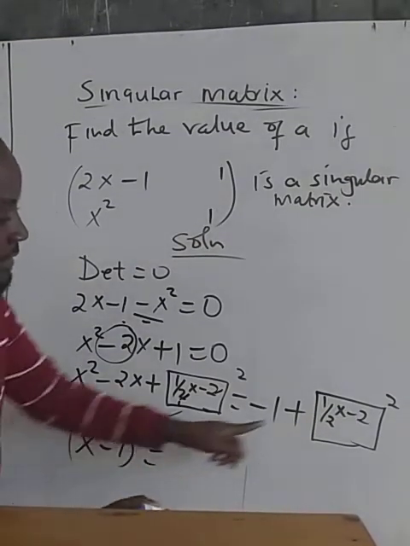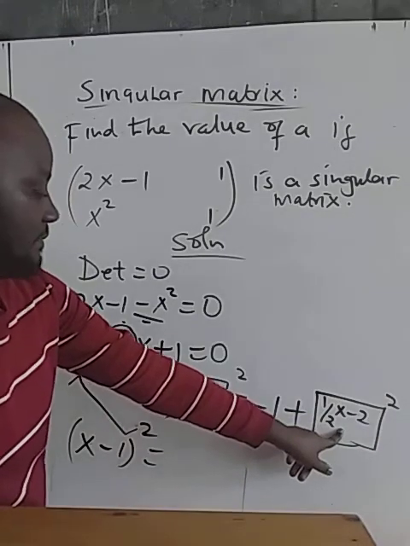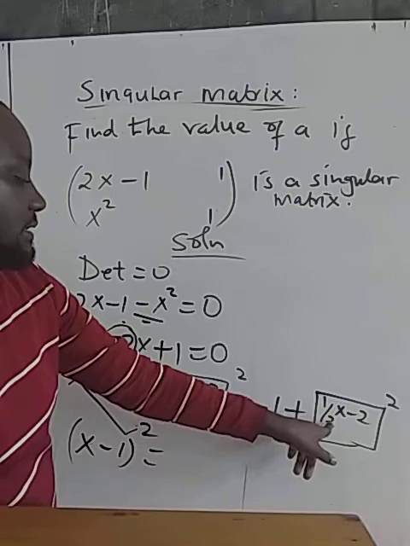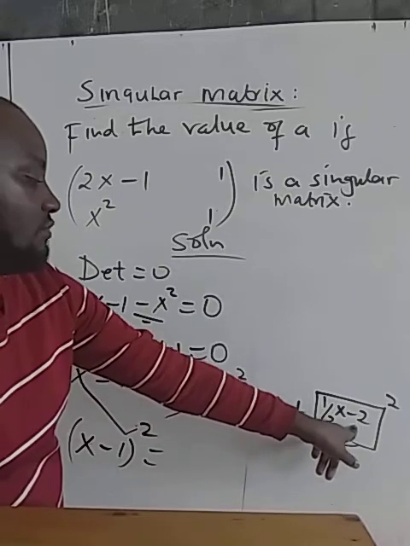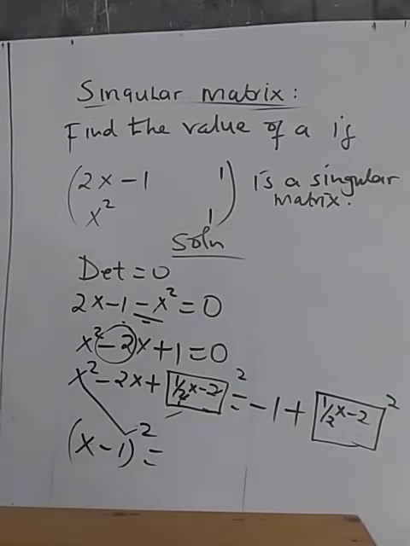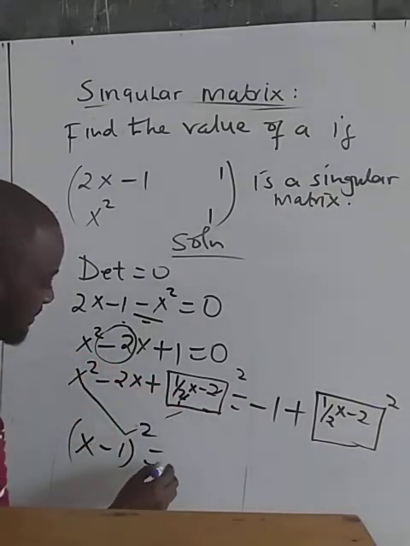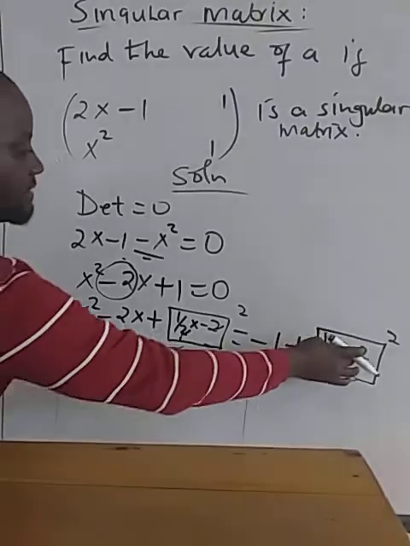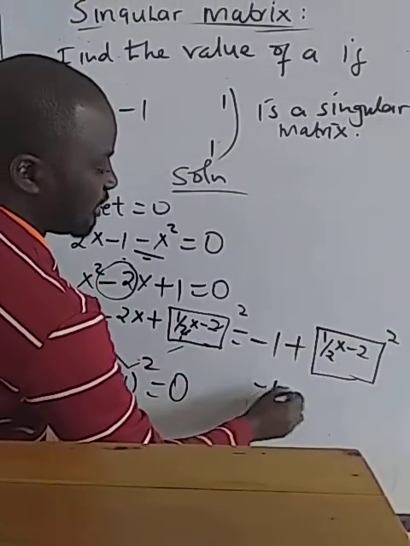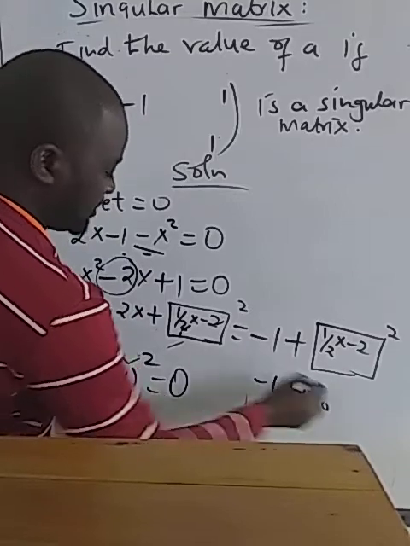Equals to this side. This side will give us negative 2 times a half, which is negative 1. Negative 1 squared is 1, plus negative 1. This one will give us 0. This side is 0 because negative 1 plus 1 equals 0.